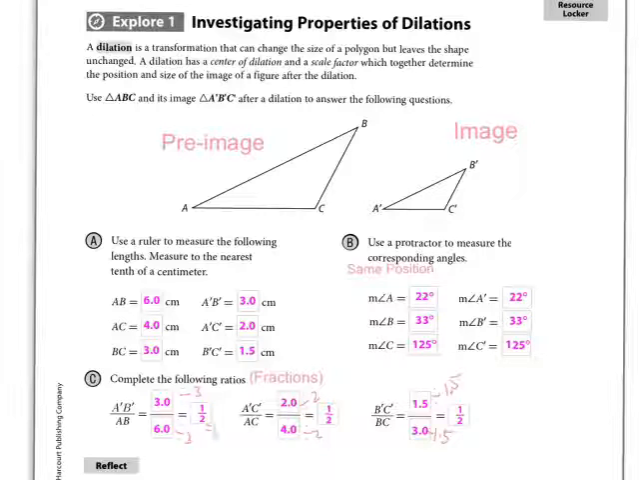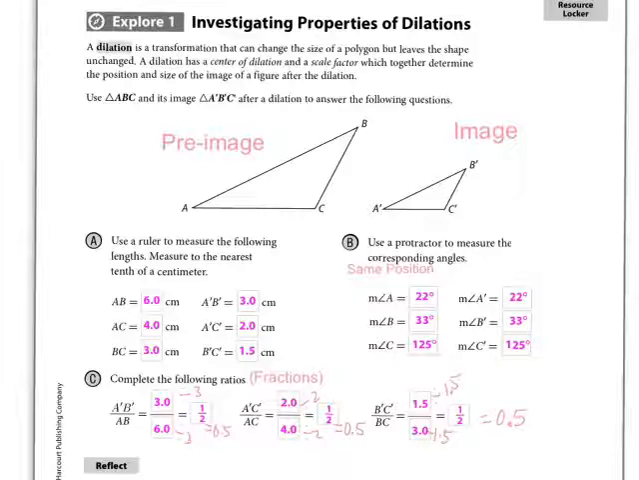Now, if you were to have done this all on the calculator, for this problem, when you divided 2 divided by 4, you would have gotten 0.5. If you would have done 1.5 divided by 3.0, then you would have gotten 0.5. So you can do this also. You can check with your calculator to see if you're getting the same ratio every time.